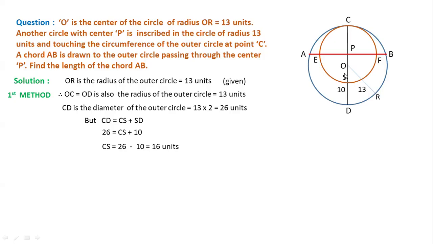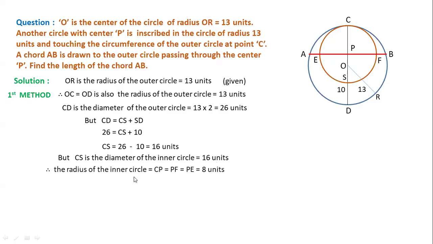CS is 16 units. But what is CS? You see the figure, CS is nothing but the diameter of the inner circle. So CS is the diameter of the inner circle, which is 16 units. So the radius of the inner circle, that is CP, is also equal to CF, is also equal to PE, is equal to 8 units, because radius is half of the diameter. So it is 8 units.